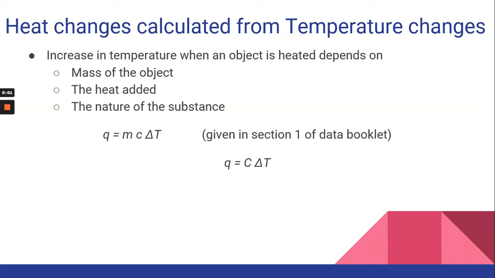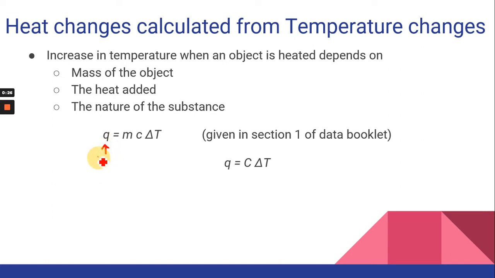We're going to look at heat changes calculated from temperature changes. Temperature and heat are not the same thing. An increase in temperature when the object is heated really depends on the mass of the object, the amount of heat added, and the nature of the substance, whether it's solid, liquid, or gas. We use Q equals mc delta T, and this equation is given to you.